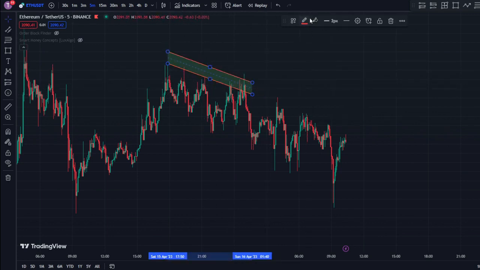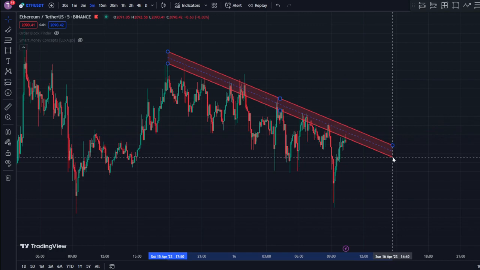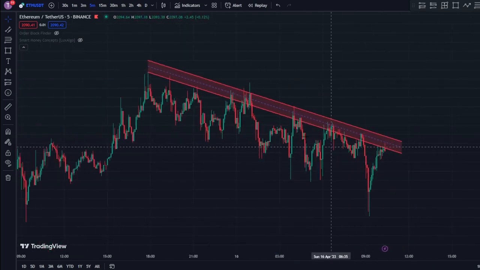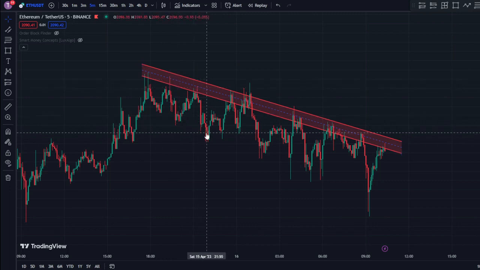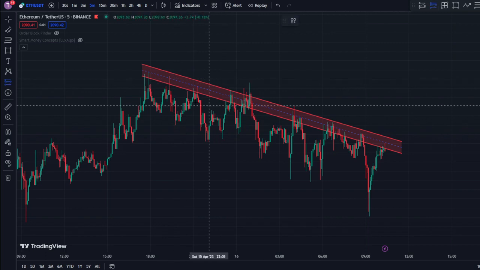You're gonna make it red because it's a resistance zone, and you drag it down. And you can see that there's so many rejection points in this area. When it comes up, goes down, comes up, goes down, comes up, goes down. So this is a very strong trend line, and you can just keep taking trades.